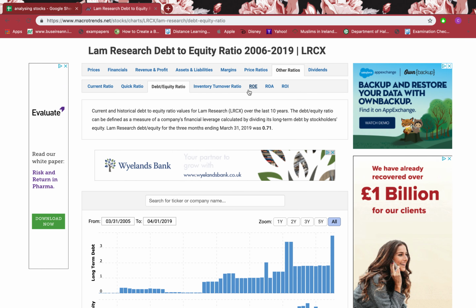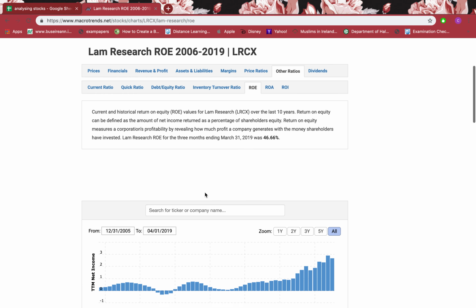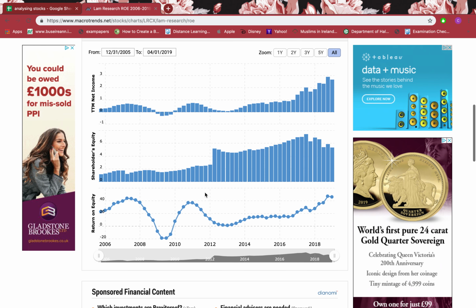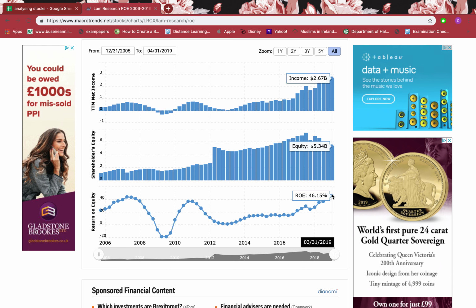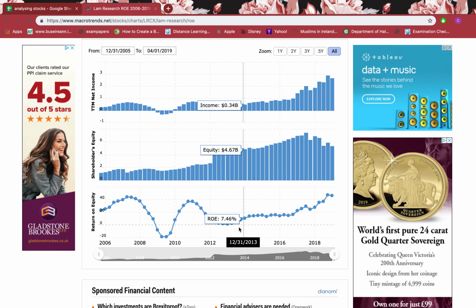Now, next thing, I will look at return on equity. So what return people are getting by investing. It should be 8% or above to be safer to invest in, which means it's giving good returns. Right now, it's 46% return, which is far above 8%, which is very good. And let's see the consistency. Is it above 8% all the time?